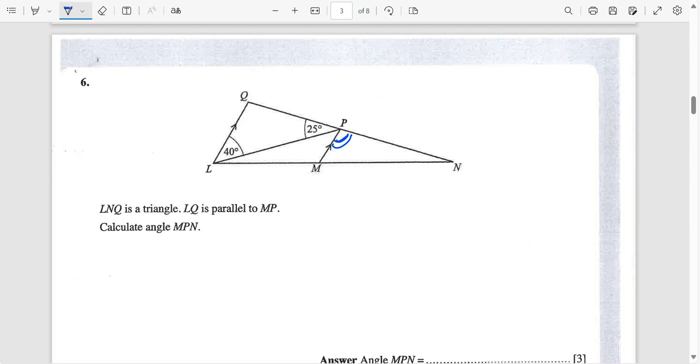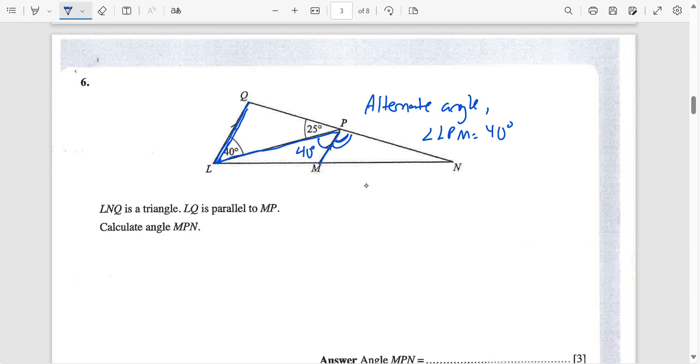Okay, so first of all, you know that these two lines are parallel. So this gives us a clue that we are using alternate angles, right? Angle LPM equals 40 degrees. So this is 40.